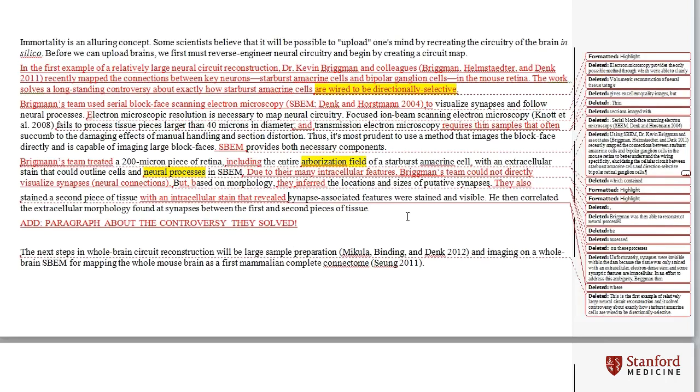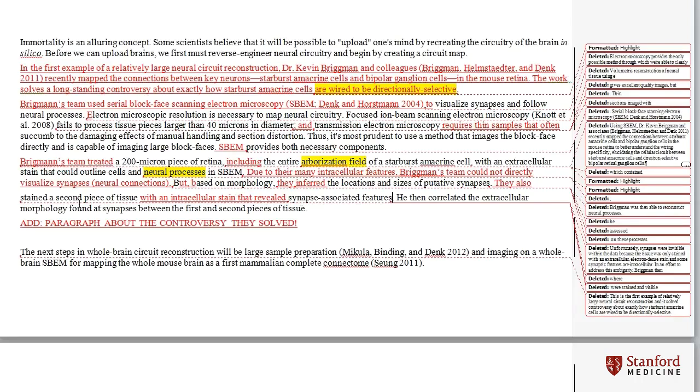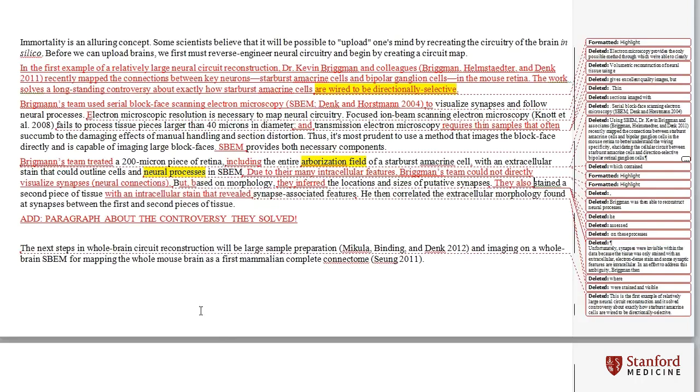In the original sentence, they stained and then synapse features were stained, so there was a repetition of stained there. So I think this works just a little bit more smoothly. So they also stained a second piece of tissue with an intracellular stain that revealed synapse-associated features.